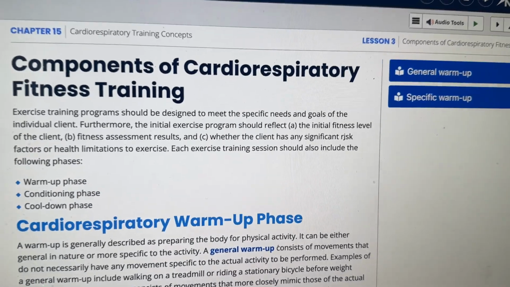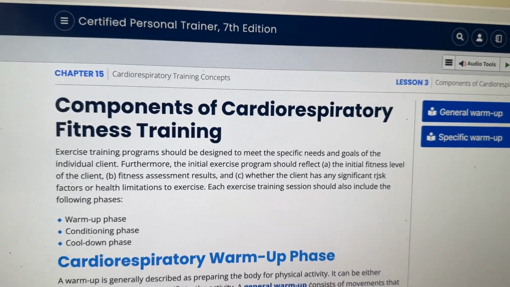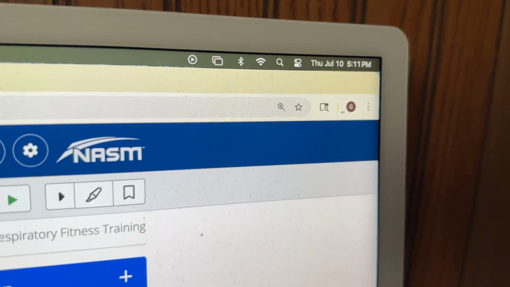Alright, chapter 15, lesson 3, components of cardiorespiratory fitness training. It is 5:11. It's only 4 pages. Hopefully I'll be done by 5:30, so I'll see you guys in a little bit because I really need to knock this out. So I'll be back. Alright guys, chapter 15, lesson 3 is done.